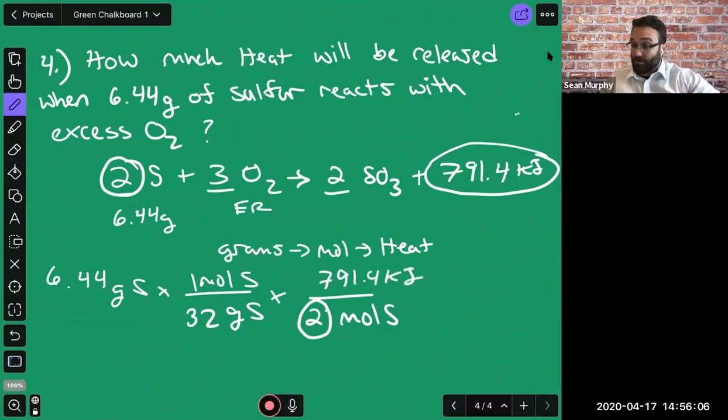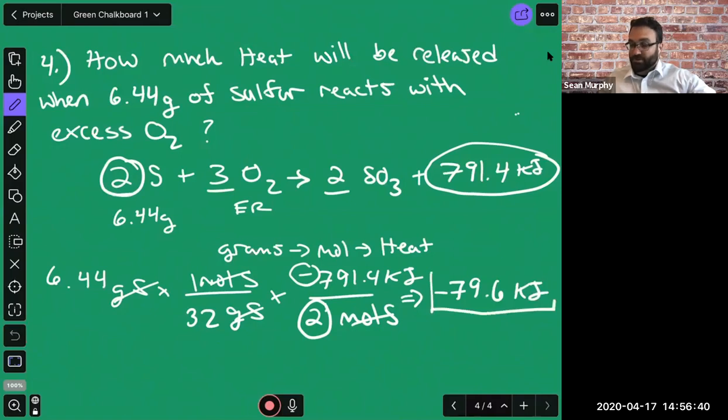Not correct. Remember, if the heat is on the right-hand side, it is exothermic. So it's going to be a negative. So the second mistake students make is forgetting to put that negative sign if the heat is on the right-hand side of the products. So you multiply the tops, divide by the bottoms, and moles, grams, grams cancel, which leaves us with negative 79.6 kilojoules of heat. Okay, so if you have that much mass, this is how much heat is going to be released.